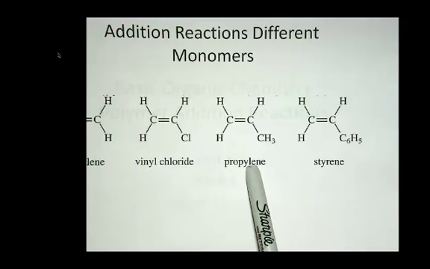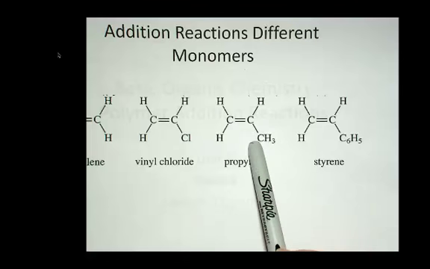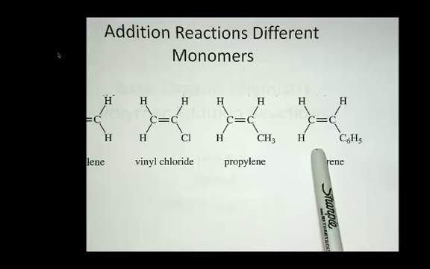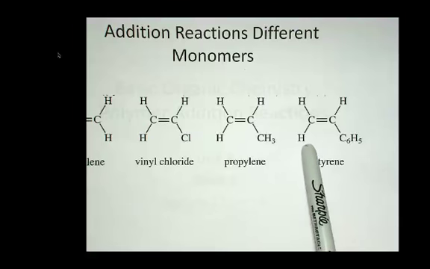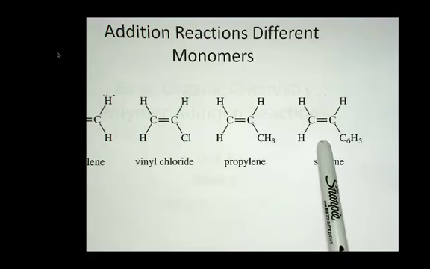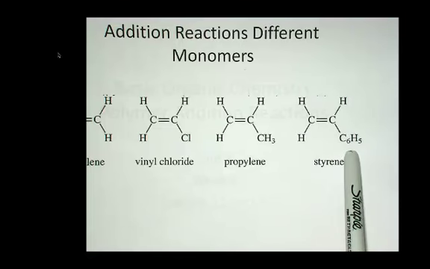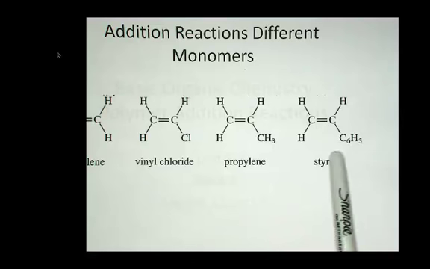This is another common monomer called propylene, and again a hydrogen on the ethylene molecule has been substituted out for a methyl group. And here this one's called styrene. This particular monomer is called styrene, and it looks very much like ethylene except for a phenyl group has been substituted out for the hydrogen.